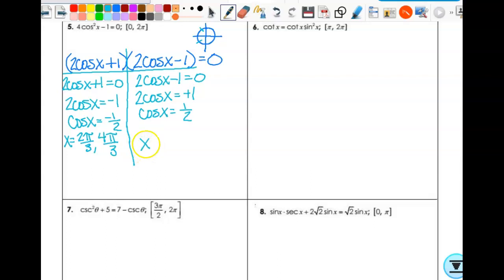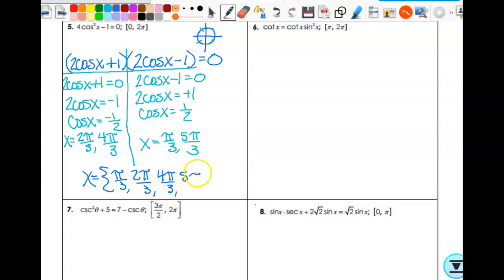All right, so cosine is positive in quadrants 1 and 4. So that's still the pi thirds. That's going to give me pi thirds. And what's my fourth quadrant? 5 pi thirds. So once you solve each piece, then you put it all together in order through little squiggly brackets. So it's going to give me pi thirds, 2 pi thirds, 4 pi thirds, and 5 pi thirds.